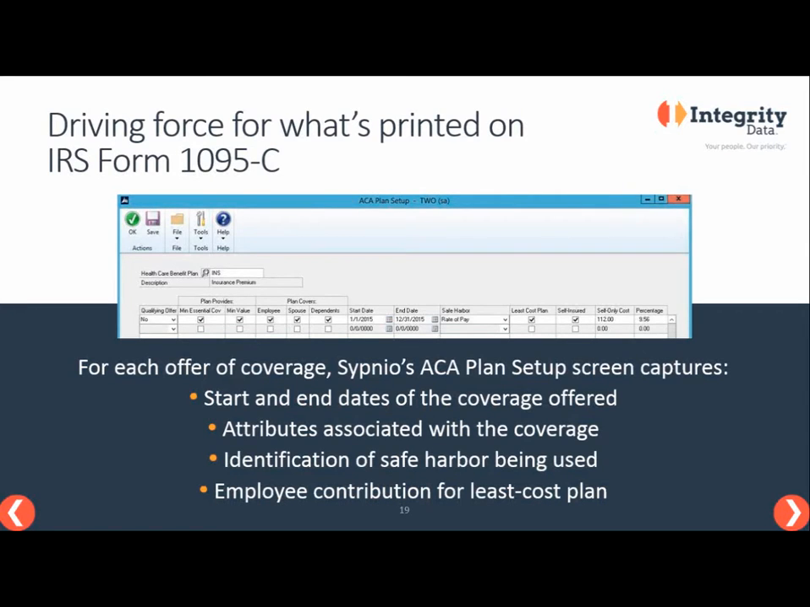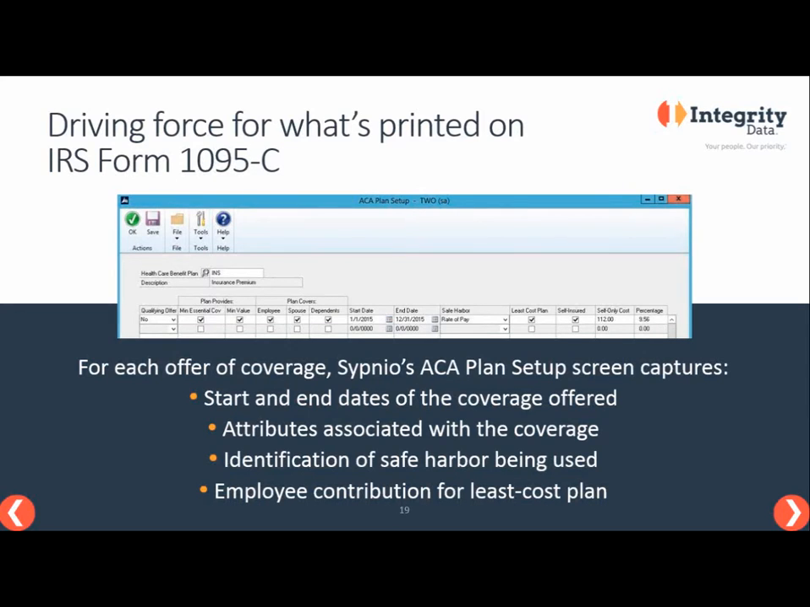The purpose of the 1095-C, and a lot of people get this wrong, the 1095-C is not to validate whether or not an individual got coverage. That's done through a 1095-B. The real purpose of the 1095-C is twofold. First, it tells the IRS whether you have or have not complied with the employer mandate of the ACA by offering coverage to eligible employees.